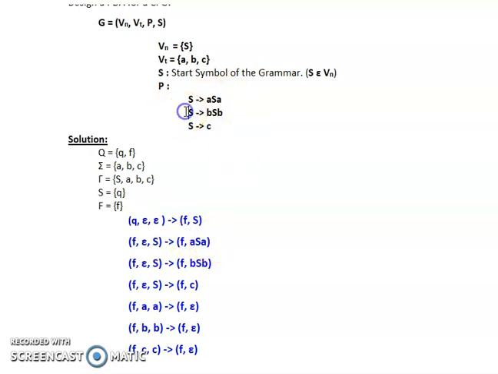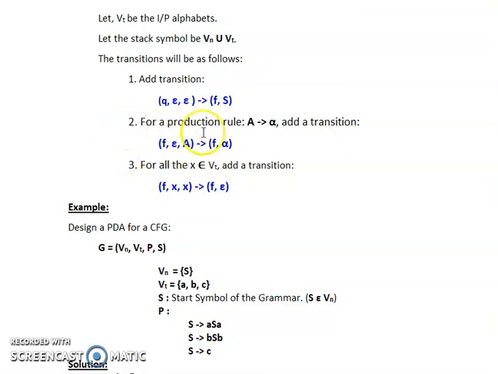Now for the second rule, S tends to bSb. So f, epsilon, S, the left hand side is copied over here and the right hand side is copied over here, so f comma bSb. Then for the third rule, f comma epsilon comma S, the left hand side is copied here, and then f comma c, that means the right hand side of the rule is copied over here. So the production rule A tends to alpha has provided you 3 transitions in your language.